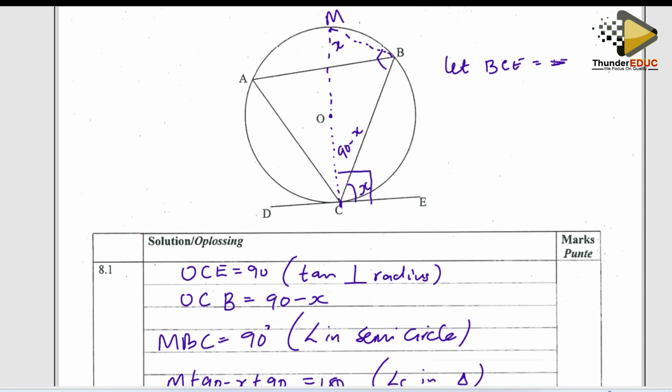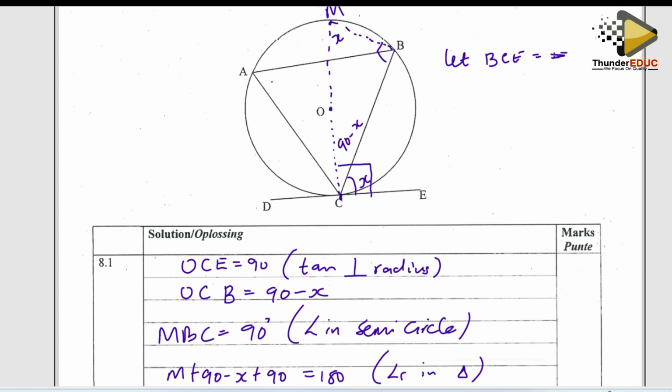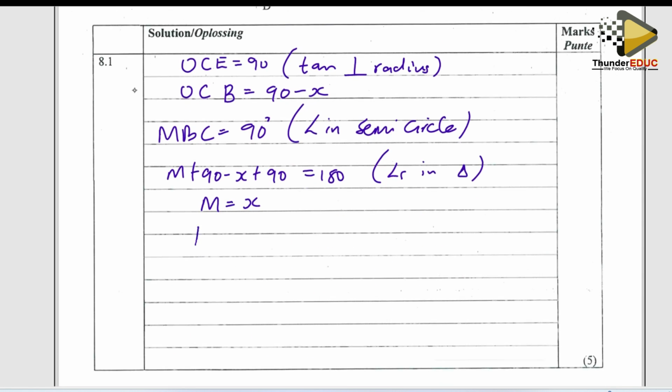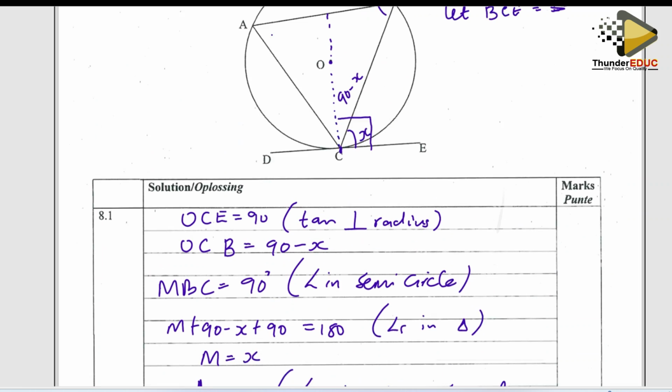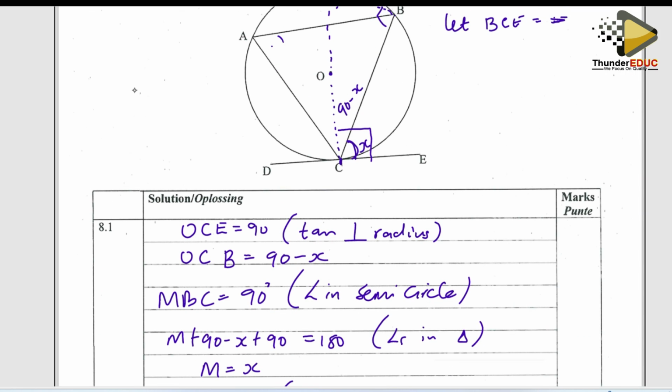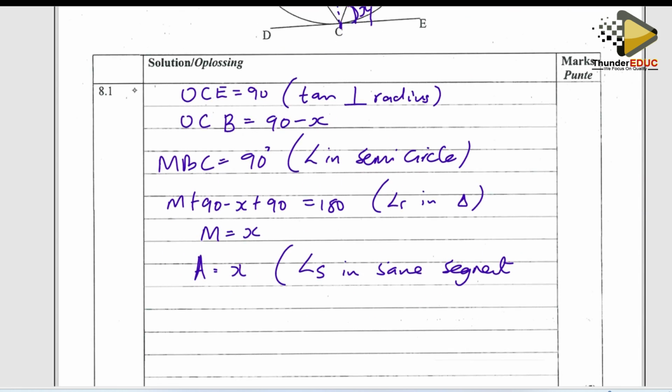Then we can say that N is the same as A, because these are angles subtended by the same angle, angles in the same segment, because we can see the bow tie. So you're going to say N is also A, angles in the same segment. And then you just draw the conclusion, because we said this was X, and now this one is also X.